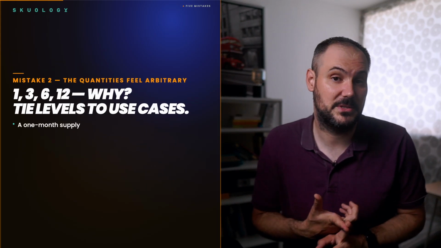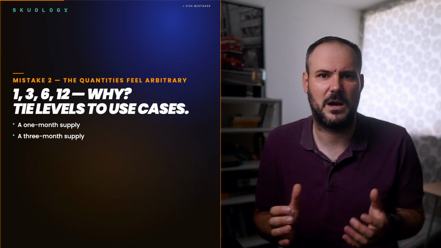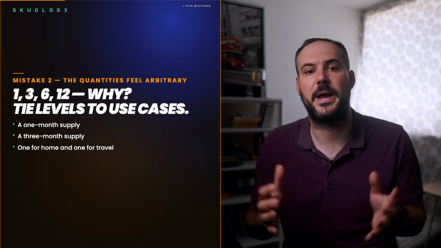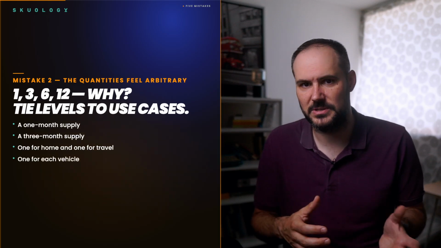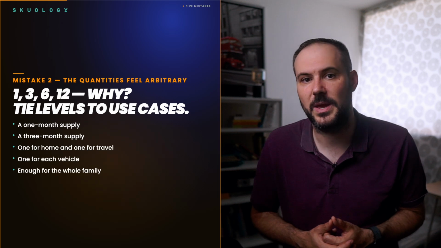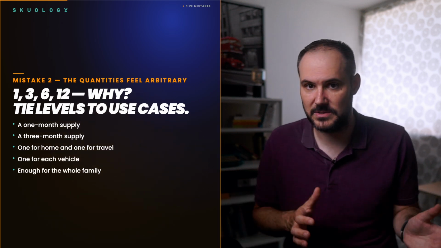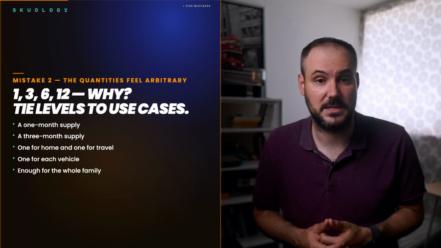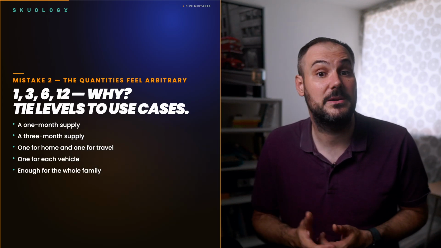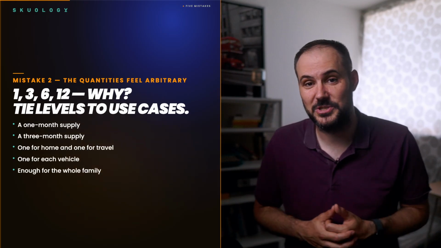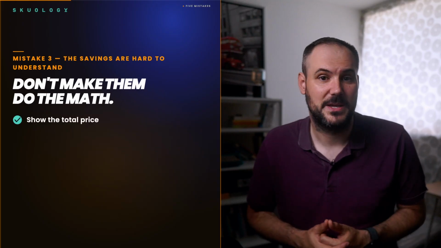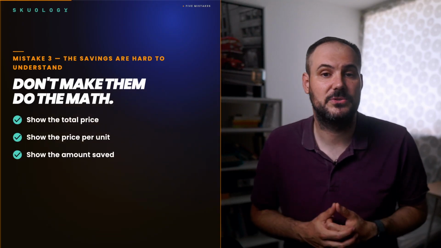And mistake number 2, the quantities feel arbitrary. 1 unit, 3 units, 6 units, 12 units. Why? If the quantities do not match the way customers use the product, the offer feels invented to make them spend more. The levels should connect to real use cases. A 1-month supply, a 3-month supply, one for home and one for travel, one for each vehicle, enough for the whole family.